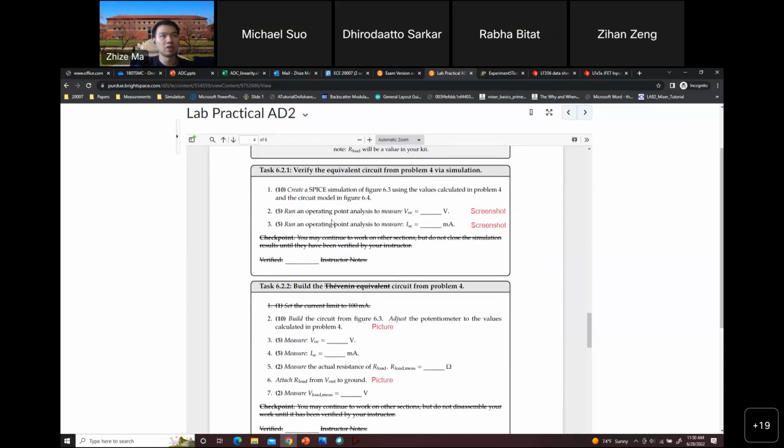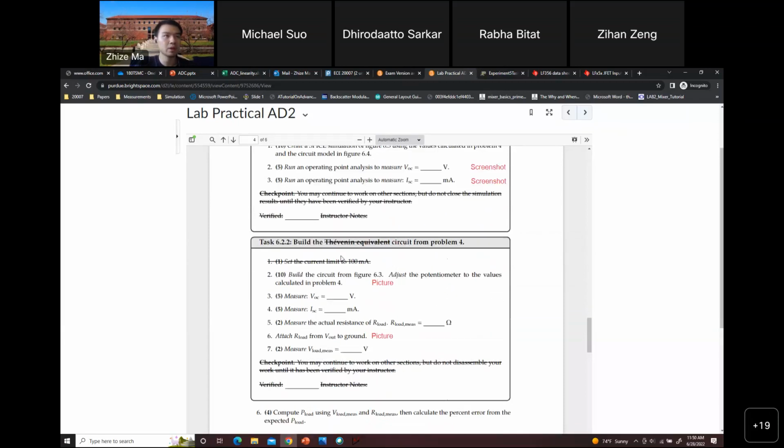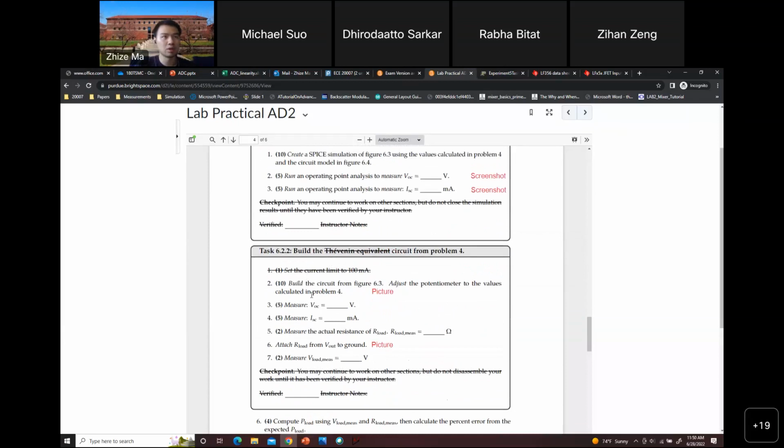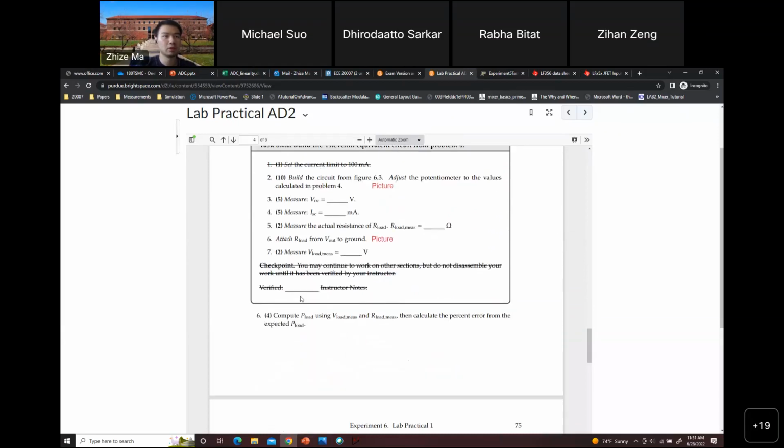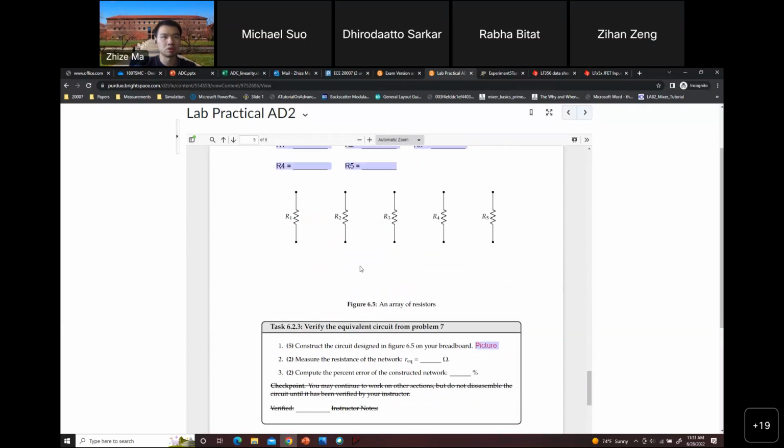And then the in-lab portion. This first question, you're going to use LTspice to do the simulation. Make sure you take a screenshot, since we are not going to check it in person. So make sure you take a screenshot of your circuit and also the result. And then you build the circuit on the breadboard and measure the value you need. Make sure you take a picture of your breadboard. This question also, make sure you take a picture.